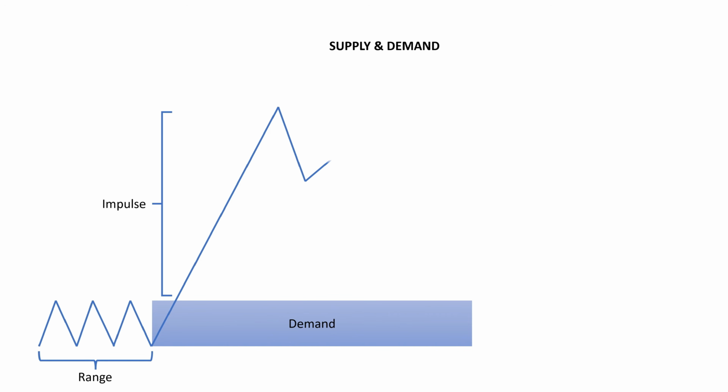After every impulse move, it is always followed by a pullback before a continuation. No one knows what the market is going to do next. That is why we look to get into continuation trades after the impulsive move happens. Now the question is, how do we identify supply and demand? Allow me to demonstrate how we can identify supply and demand in the next examples.